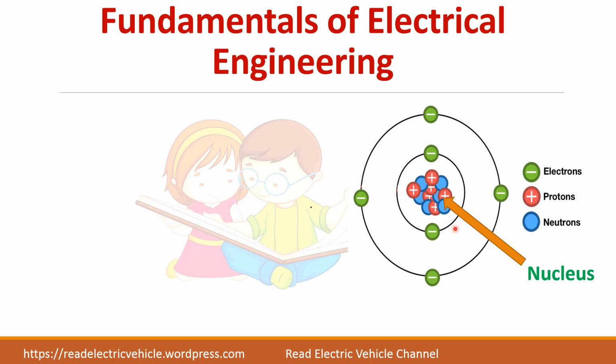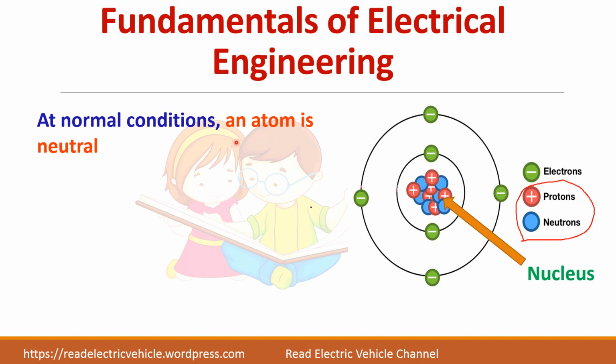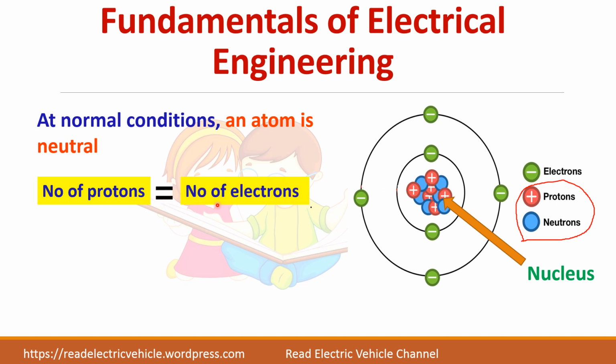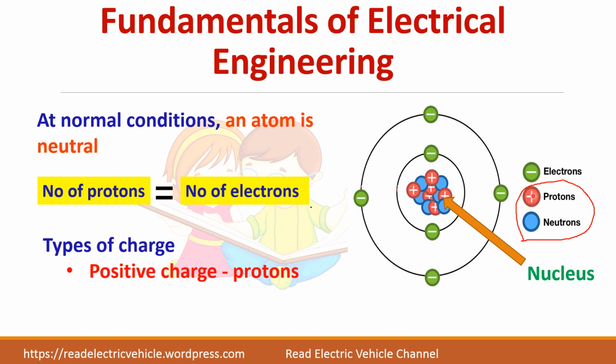An atom consists of a central part, that is the nucleus, which consists of protons and neutrons. And in the outer orbit, you have the electrons. So at normal condition, an atom is said to be neutral. That is, the number of protons is equal to the number of electrons. And you can see two types of charge here. That is, a plus symbol is represented in protons and a negative symbol in electrons. It indicates that there are two types of charge, a positive charge and a negative charge.